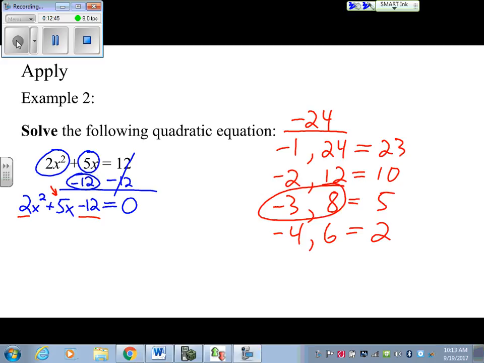So for this one, we don't write our binomials yet. We split apart that B term. So I'm bringing down my A term, 2x squared. The 5x we're going to rewrite as negative 3x and positive 8x, and then minus 12 equals 0.